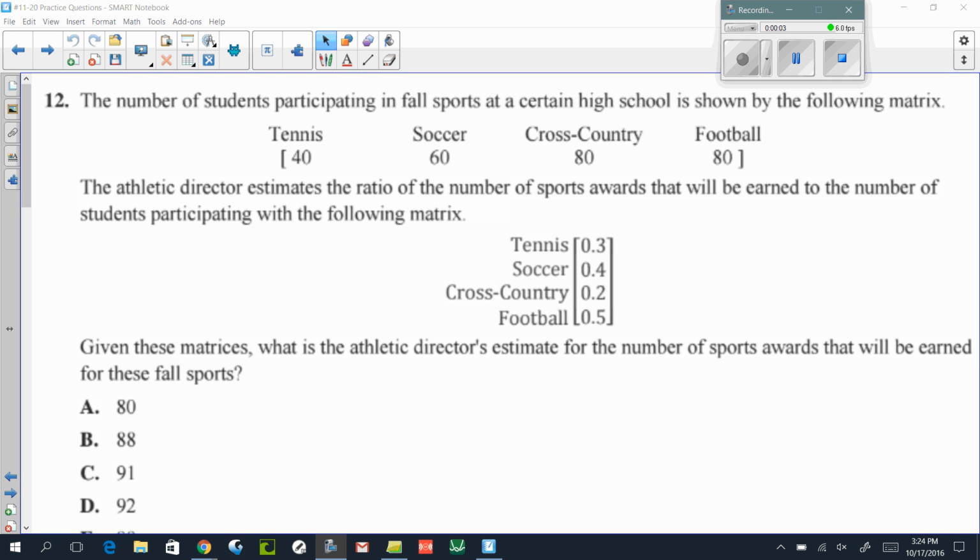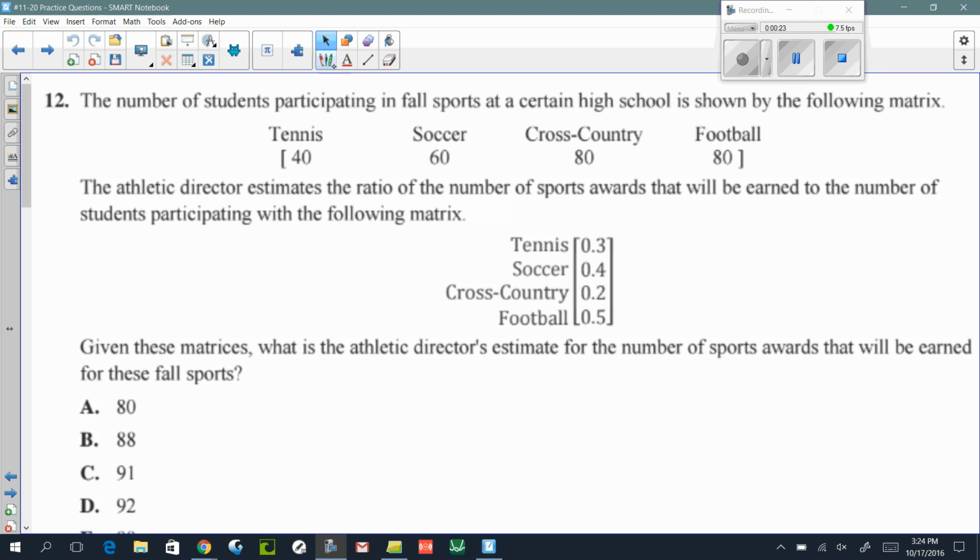Hello again. I just want to take a look at some of these questions that you guys commented on that you thought were the most difficult. There's 4 questions in this set of questions from number 11 to 20 that seem to have been the most difficult. So I'm just going to take some time to explain them. The first one I want to look at is number 12.